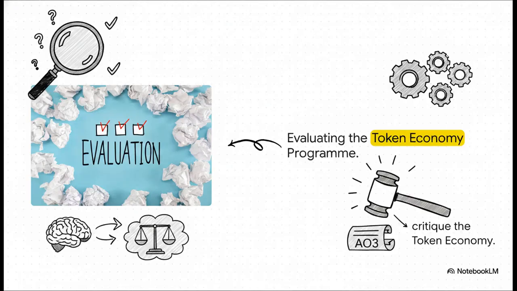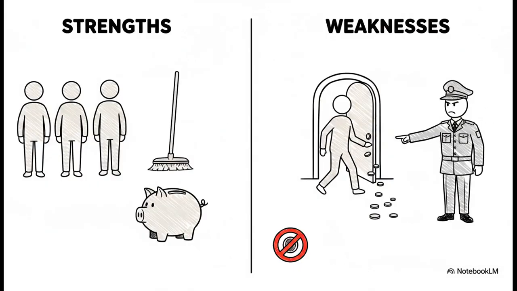Now we must shift gears into our AO3 evaluation skills, because in your exam, you can't just describe the program, you have to thoroughly critique its effectiveness. Looking at the strengths, Hobbs and Holt's 1976 study proved it increases pro-social behaviors, like queuing for food and doing chores, compared to prisons without the program.